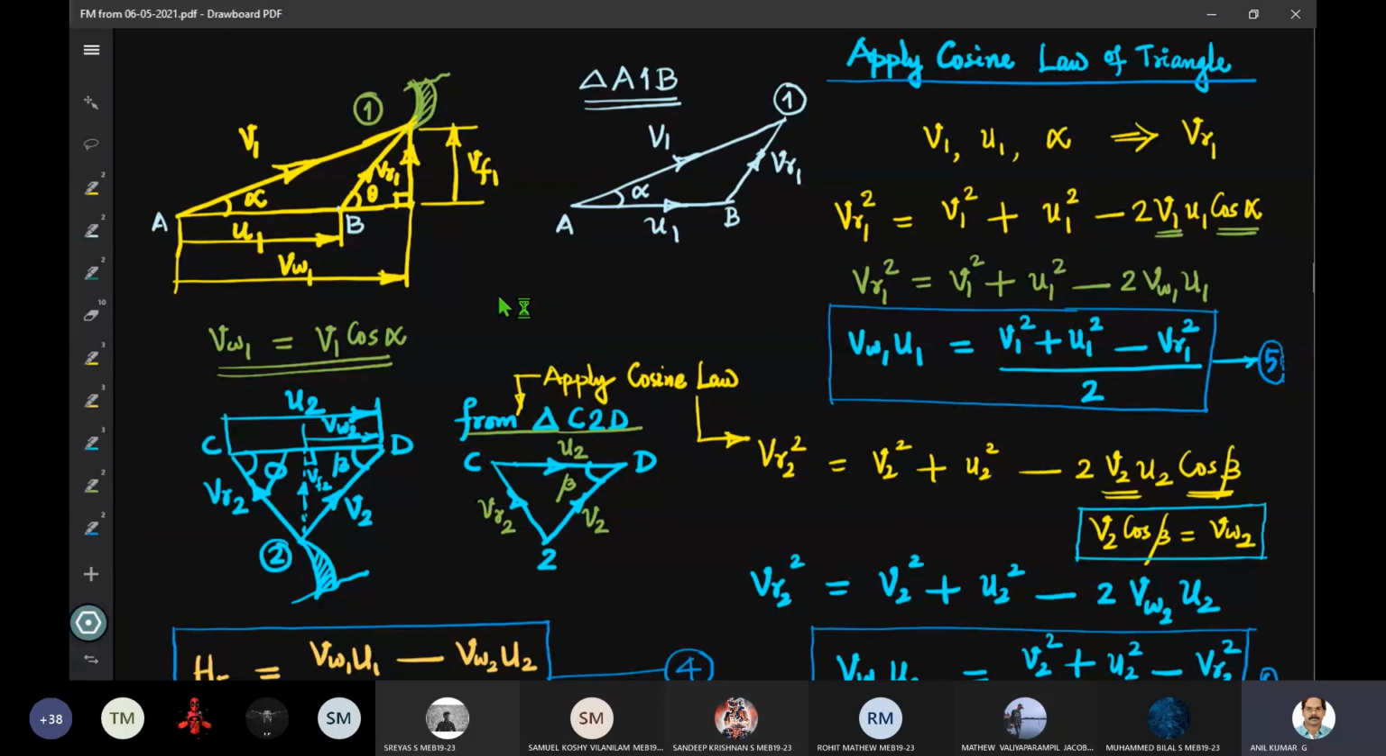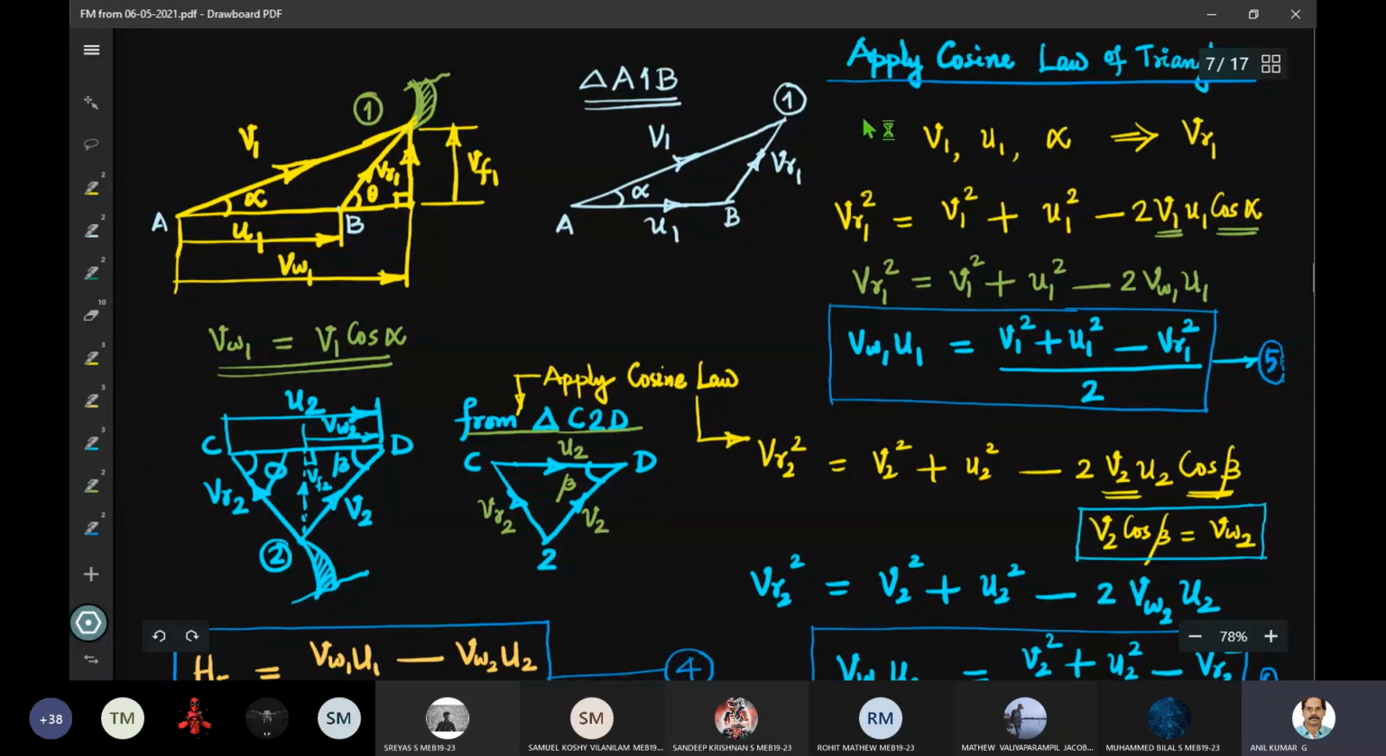So for that purpose, what do we do? At inlet, you are familiar with this triangle. This is the velocity triangle at inlet. So we have absolute velocity V1, its component in the direction of U1, that is VW1, and then U1, that is the velocity of the vane at inlet. And the relative velocity is the vector difference of V1 and U1, that is VR1. So we are familiar with that triangle.